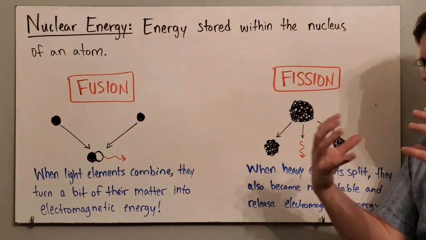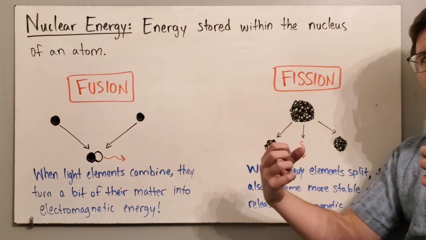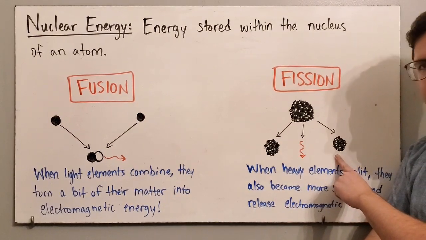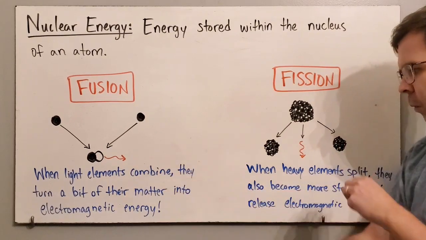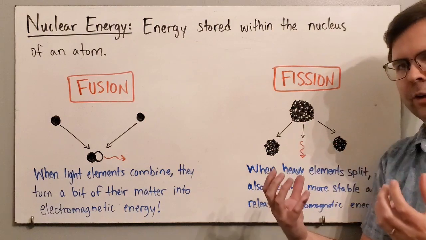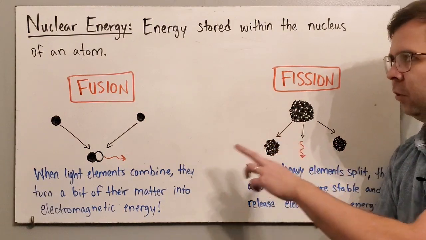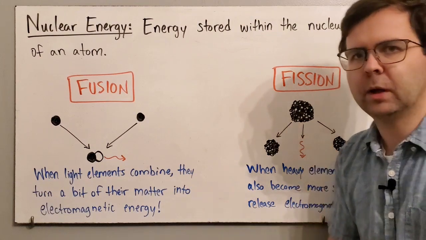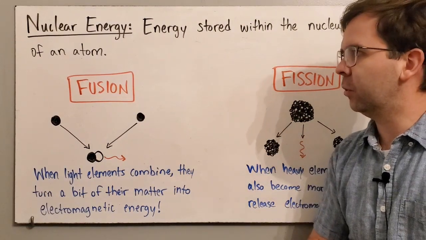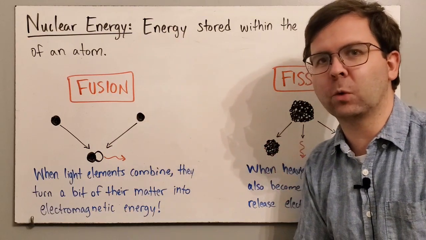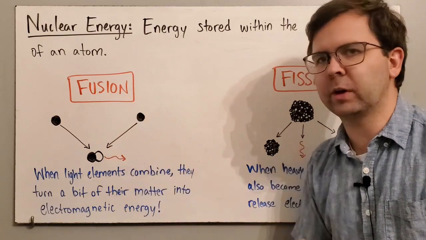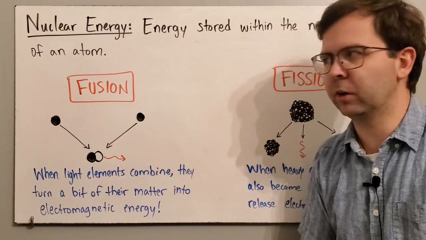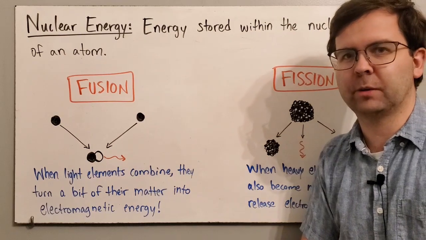For fission, if you take a large nucleus and split it apart, you throw something at it and split it apart, these two parts are actually more stable. And so just like before, they become more stable and they release electromagnetic energy in the process. And so both of these processes release electromagnetic energy, light energy, which can be absorbed and used in other ways. So this fusion process is what happens inside the core of the sun. The sun is currently fusing hydrogen into helium, which releases light, releases electromagnetic energy. So it's a very important process to understand.